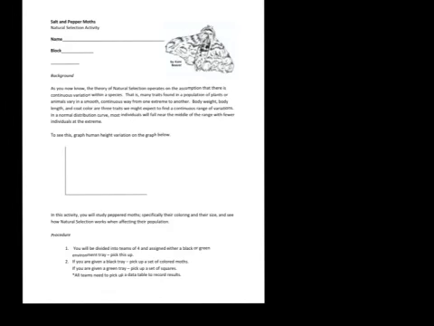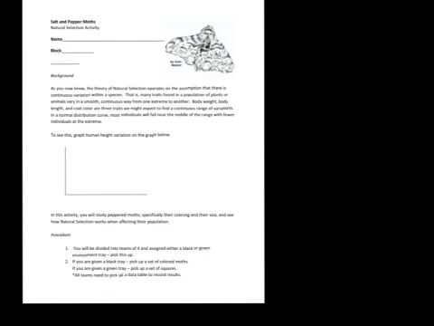We will be doing the peppered moth activity here today. Background information. As you know, the theory of natural selection operates on the assumption that there is continuous variation within a species. That is, many traits found in a population of plants or animals vary in a smooth, continuous way from one extreme to another.